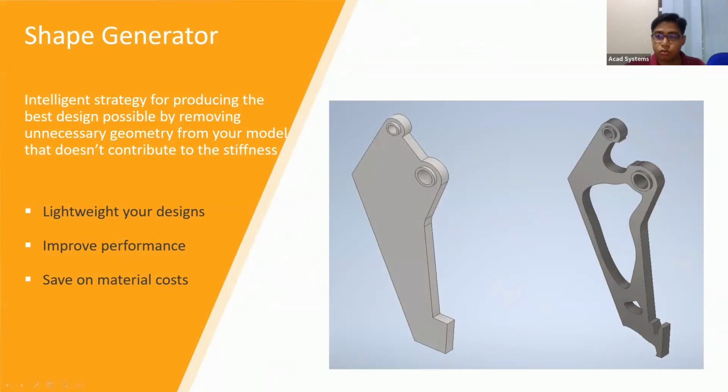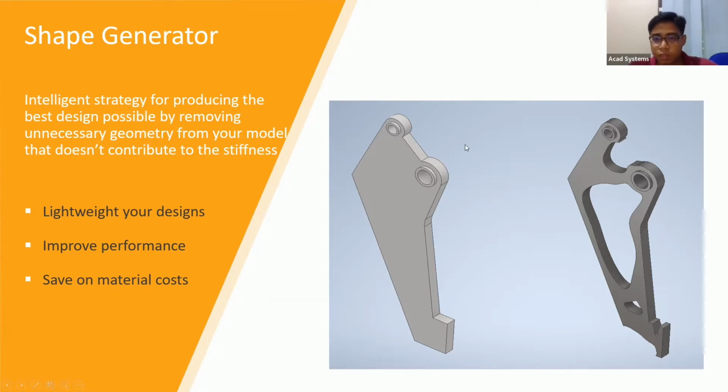So what we're going to do here is remove some of the material from our object. For example, inside Inventor, we have a tool called Shape Generator. What it does is it does not actually generate a shape. Basically, it does the opposite of generating a shape: it's removing the material. It takes our original object and generates a new shape with less material. So basically, that is what it does.